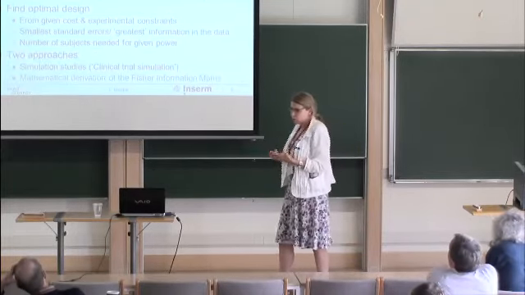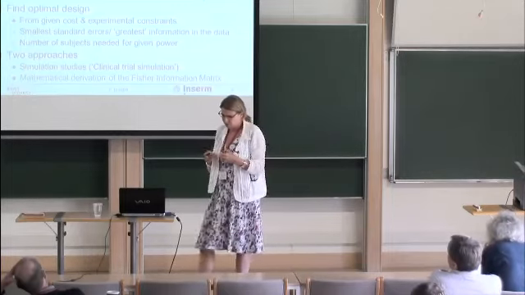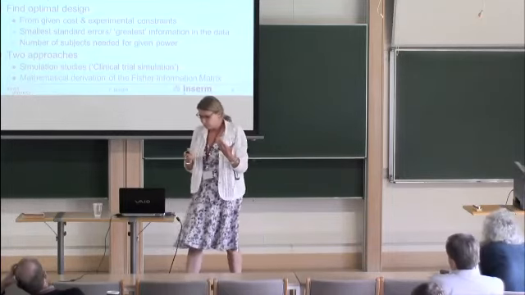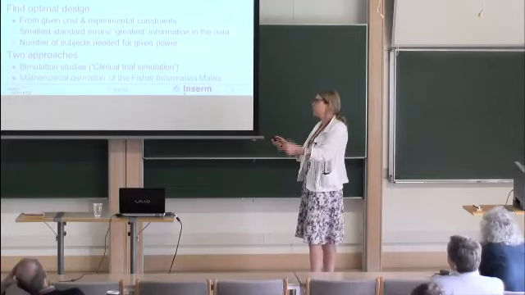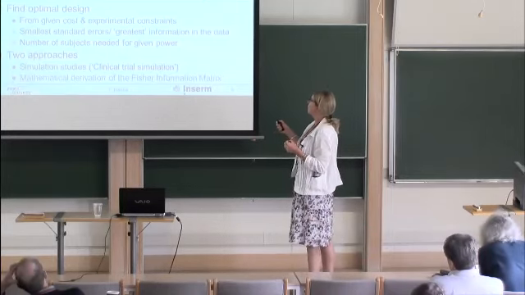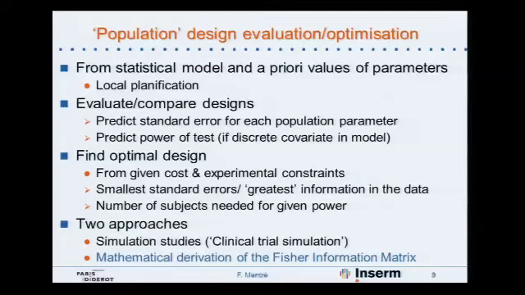Okay, how can we do population design evaluation and optimization? First, we have to have some assumptions. So here I will assume that the statistical model, meaning f, random effects, and so on, is known, and that we have a priori values of the parameters. So here I will do only local planification. You've seen examples of pseudo-Bayesian planification or robust planification. We want to evaluate and compare designs, so we want to predict the standard errors that we will have for each population parameter, and/or predict the power of the test if there are covariates in the models.